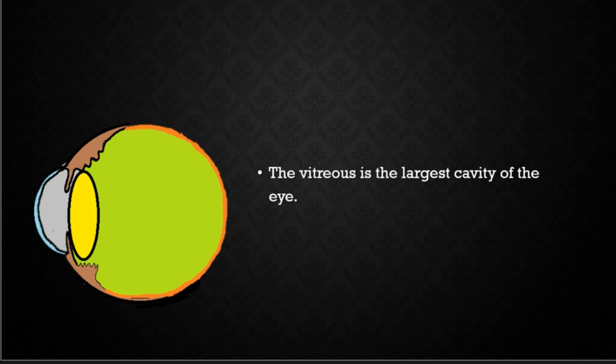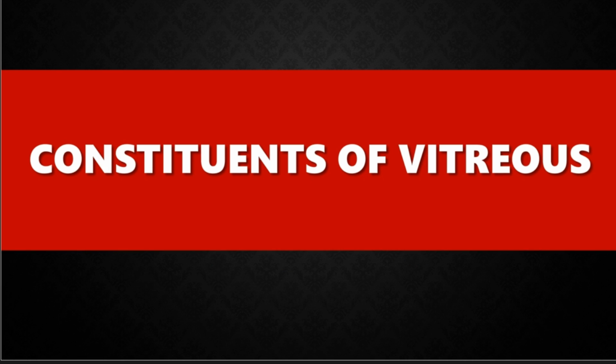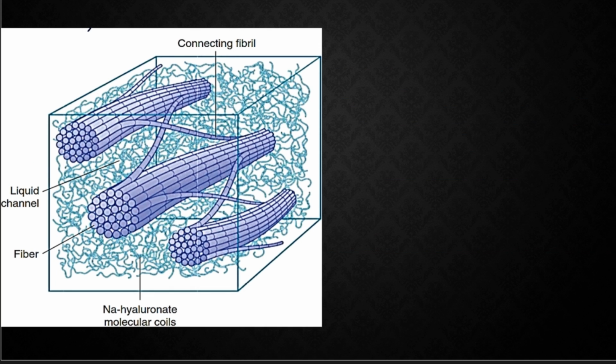The vitreous is basically the largest cavity inside the eye and it forms about 2/3 of the volume of the eye. It is about 4 grams in weight and 4 cc in volume. First, let us talk about the constituents of vitreous. That means, what is vitreous basically formed of?